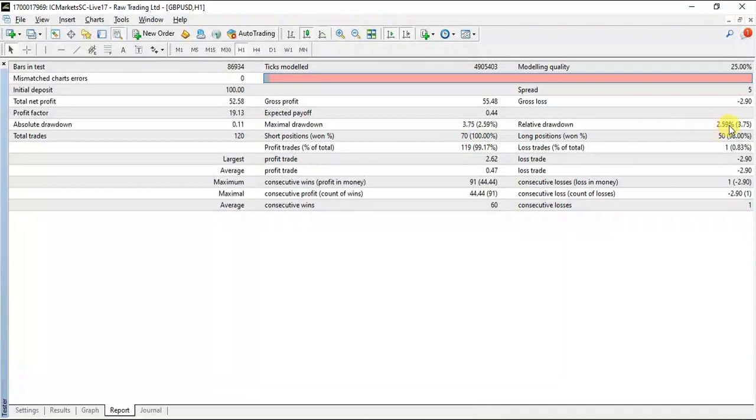Drawdown is 2.59% and total net profit is 52.58.